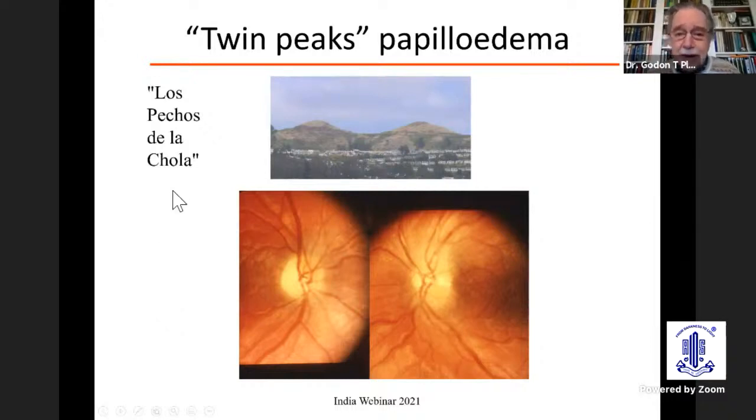Those of you who speak Spanish will know that the twin peaks in San Francisco were named by the Spanish after certain features of female anatomy.